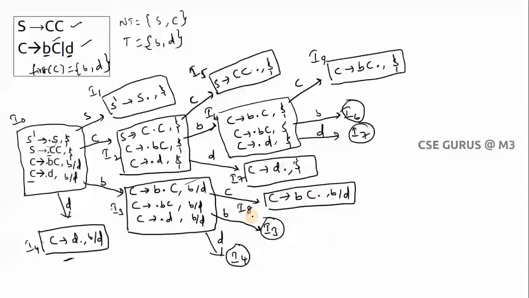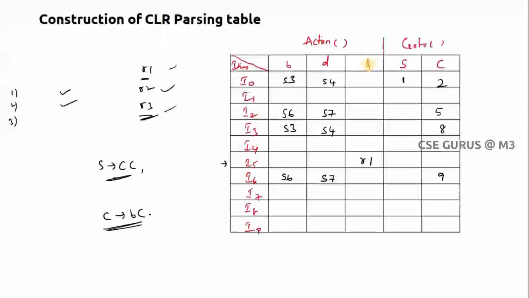You are finding it in I8. Not only here, you can see I9 also. C tends to BC dot. So that means you have to go to I8 as well as I9. In both you need to write R2. But where do you need to write it in I8? Where in I9?